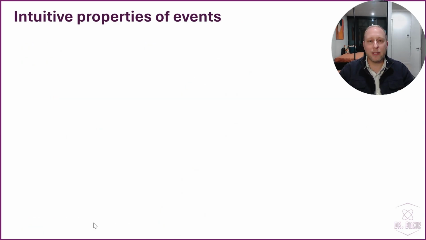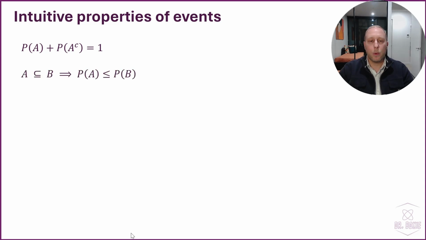Let us look at some intuitive properties of probabilities of events. The first one is that whatever event A is, it either happens or it doesn't. So the probability of A happening plus the probability of A not happening is 100%, which is 1.